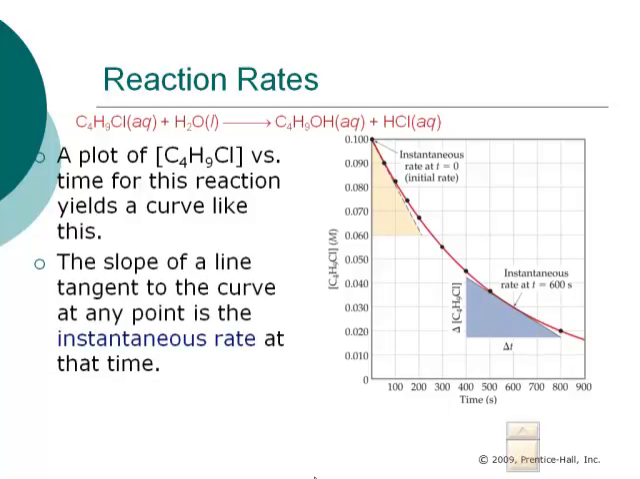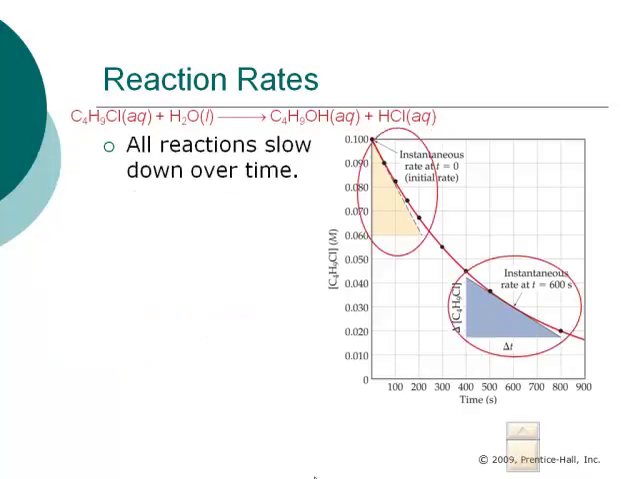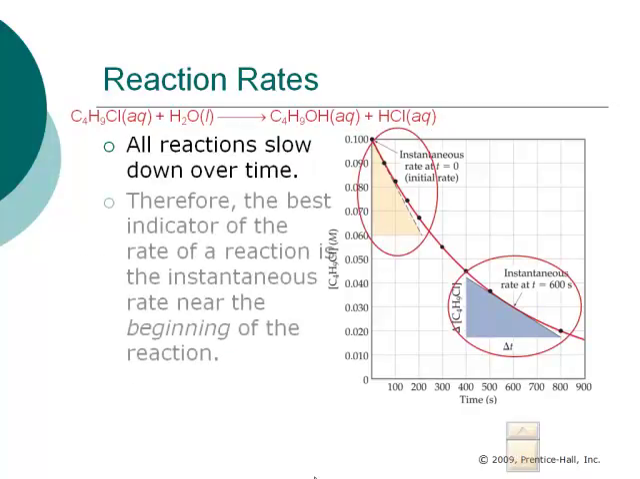Okay, it says the slope of a line tangent to the curve at any single point, and I want to make an emphasis here of a single tiny point, is called the instantaneous rate at that time. It says all reactions slow down over time. Therefore, the best indicator of the rate of a reaction is the instantaneous rate near the beginning of the reaction.